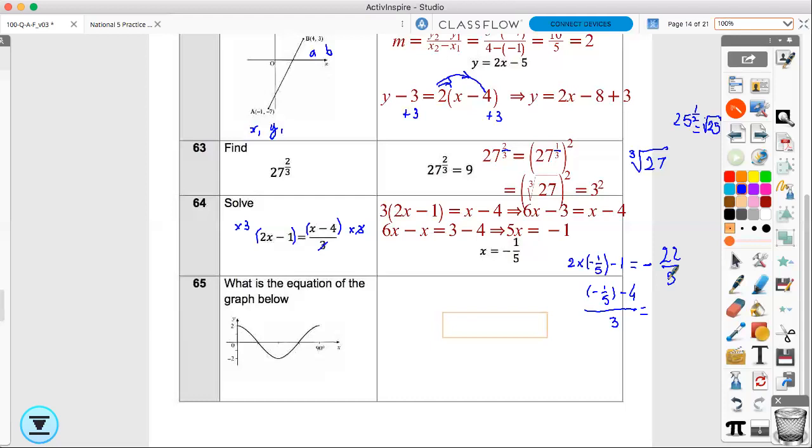Oh, it's not 22 over 5. It's 7 over 5. Yeah, minus 7 over 5, sorry. I didn't enter 1 there, I entered 4. So it's -7/5. And when I did this one as well, I got -7/5. And now I know that x equal -1/5 is the correct answer, because my left-hand side is exactly as my right-hand side.